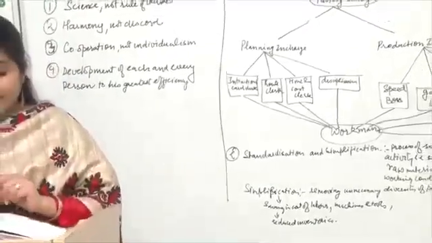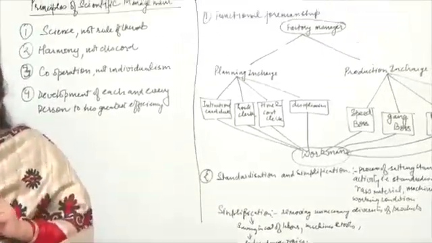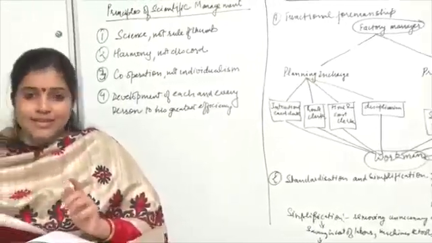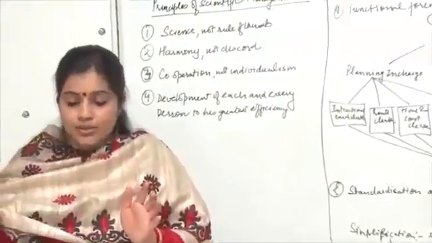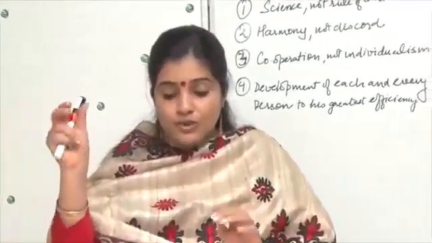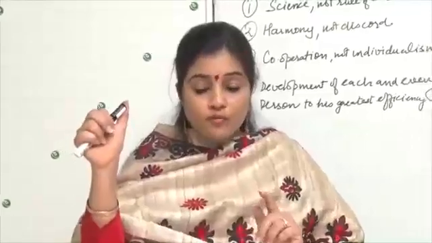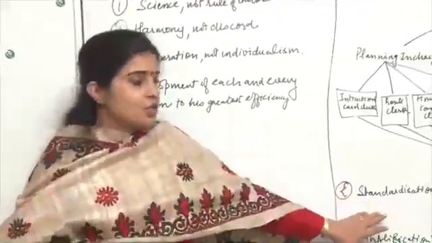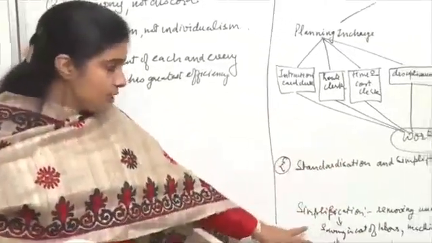Now, what are the objectives of standardization? To reduce a product to fixed types, sizes and characteristics, to establish standards of excellence and good quality, and to establish standards of performance of men and machines. This was about standardization. Then coming to simplification.